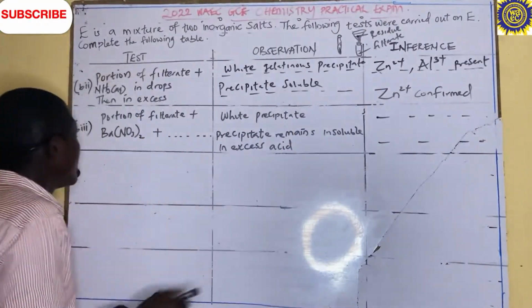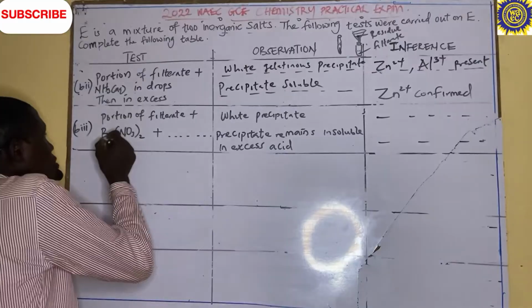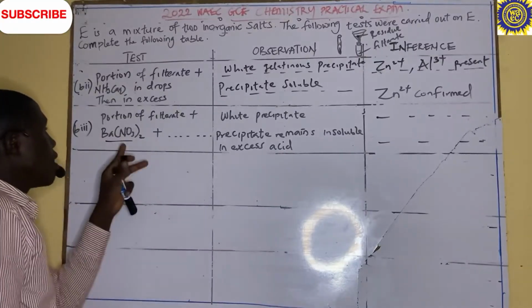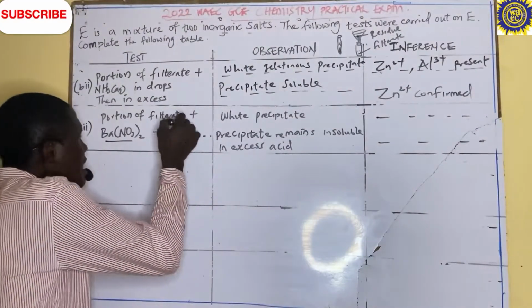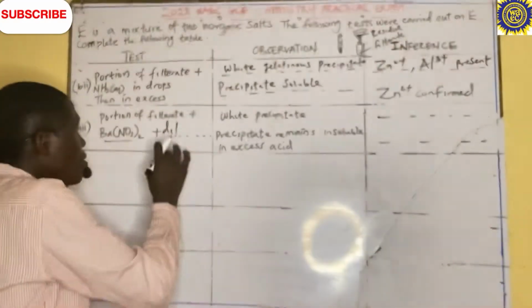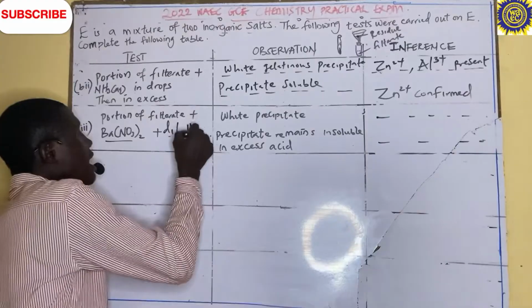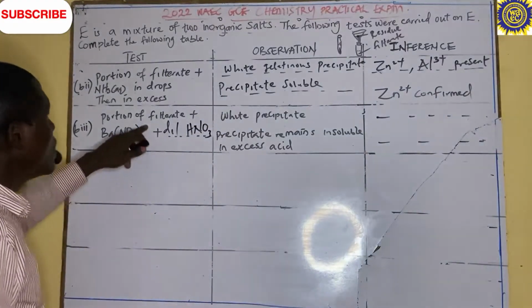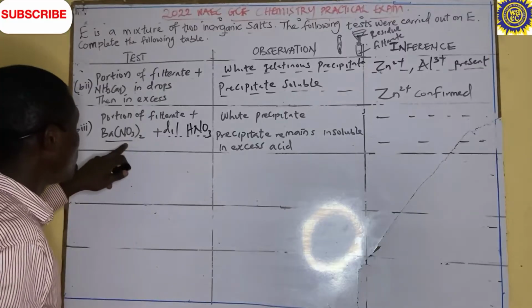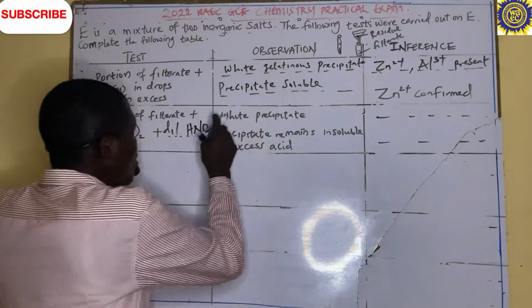Whenever you see a portion of the filtrate added to barium chloride, the barium chloride is just to prepare the solution for an acid to be added to it. Any dilute acid will work here, usually dilute HNO3 or dilute HCl. So let's go to dilute HNO3. When you add dilute HNO3 to the portion of filtrate and barium nitrate, you are going to have a white precipitate.